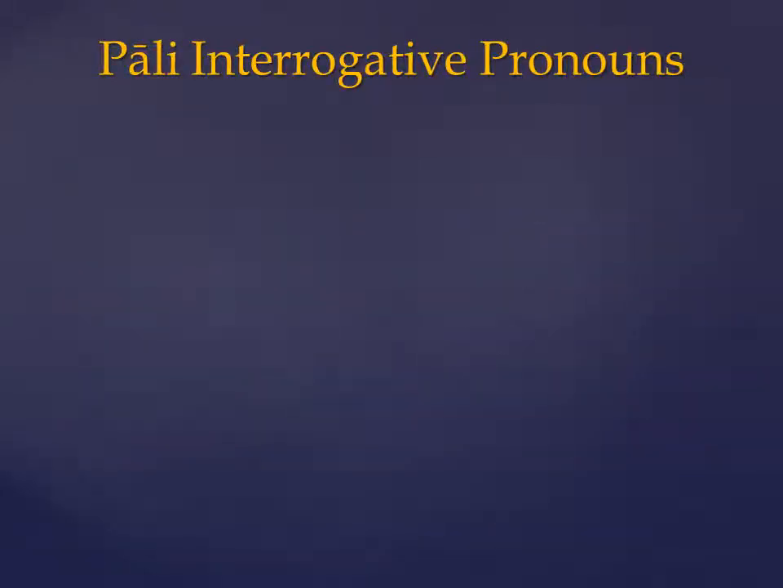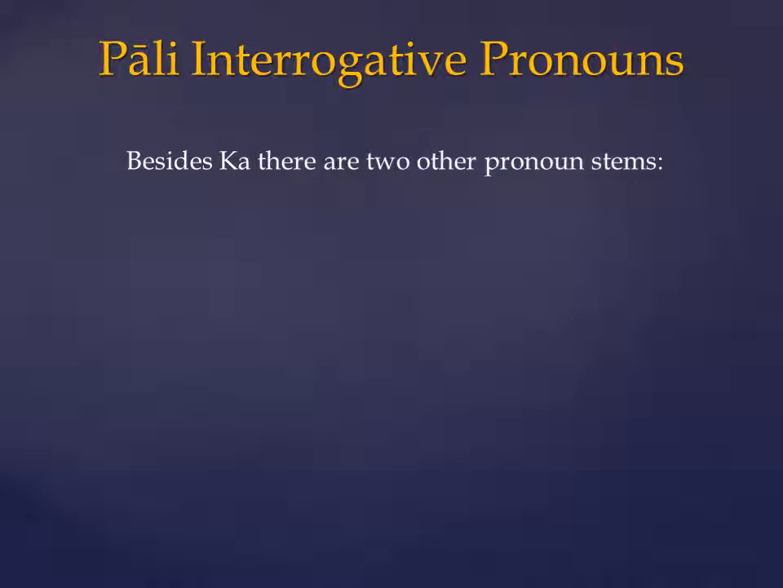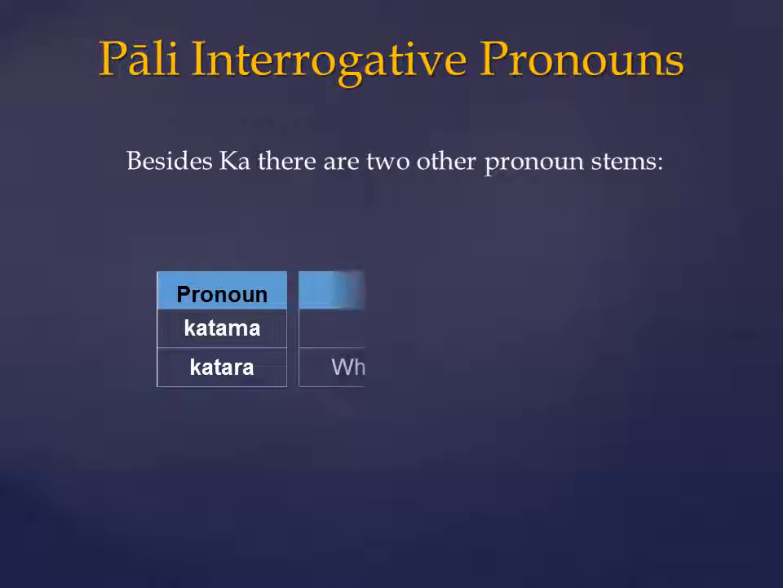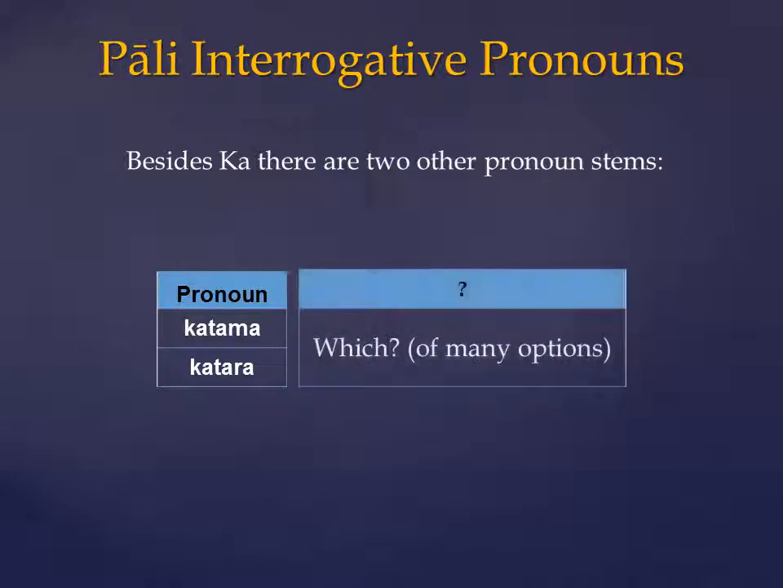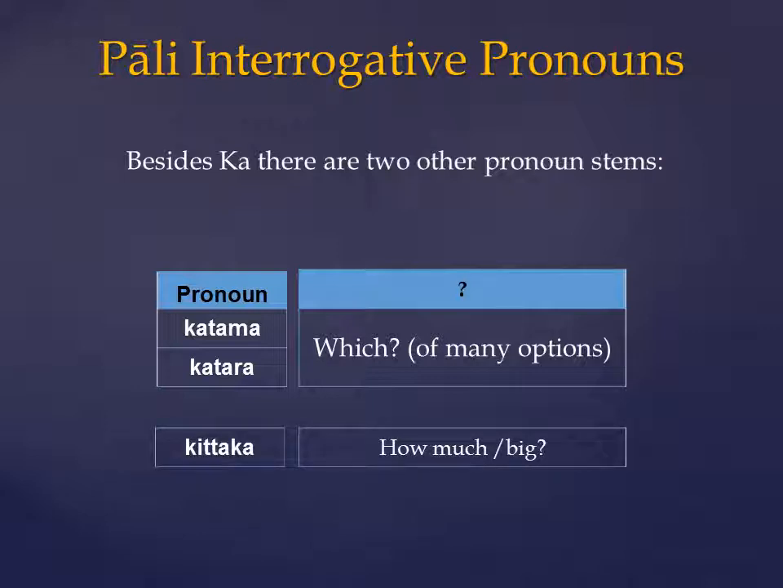Okay. Now, beside pronouns formed from the stem ka, there are a couple of other pronouns which can be used in an interrogative sense, and they are katama and katara. These both take the meaning which. Now, you might see in the guidebooks that katama is which of many, and katara is which of two choices, but in practice, both seem to be used as which of many choices. Finally, there's an adverbial adjective, kitaka, meaning how much or how big. And all three of these decline in the three genders.